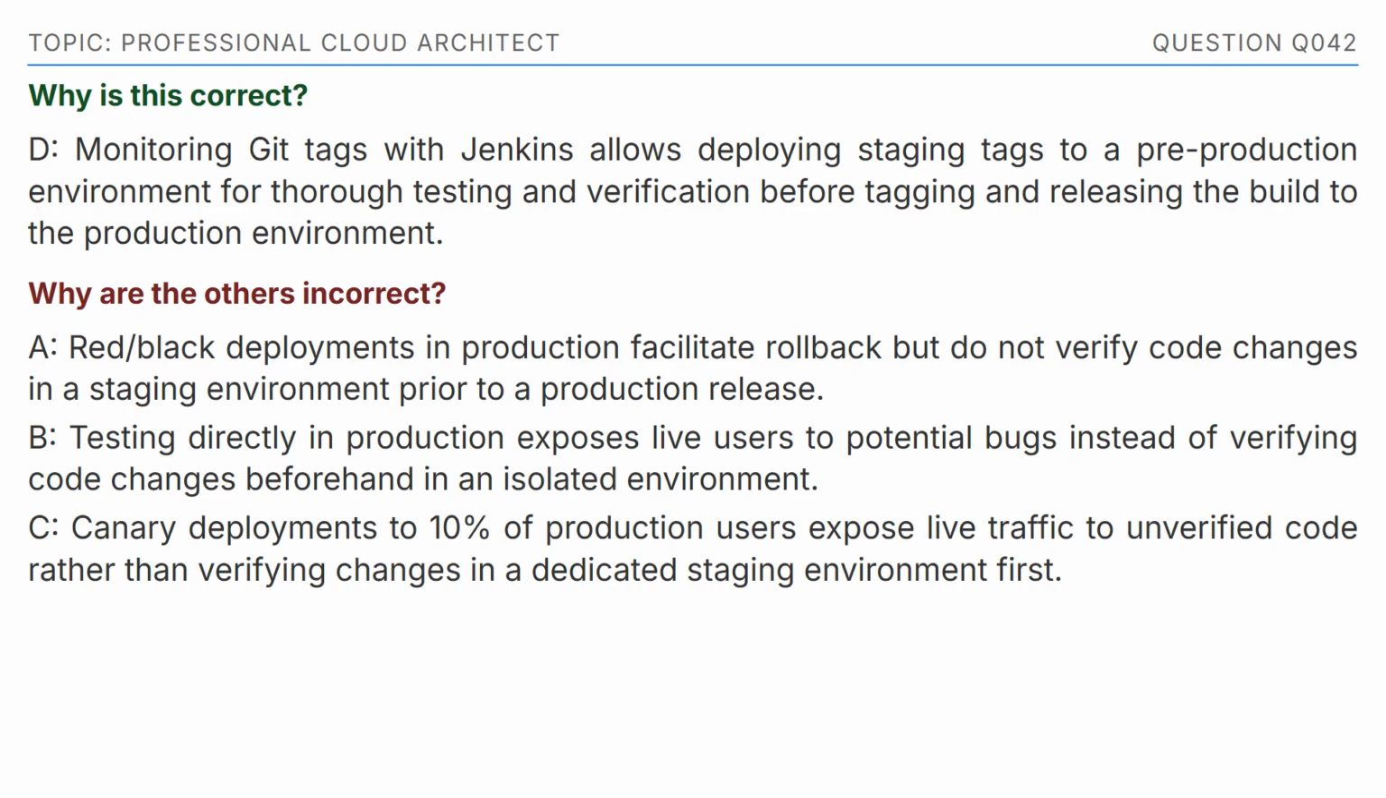D. Monitoring Git tags with Jenkins allows deploying staging tags to a pre-production environment for thorough testing and verification before tagging and releasing the build to the production environment. Why are the others incorrect?